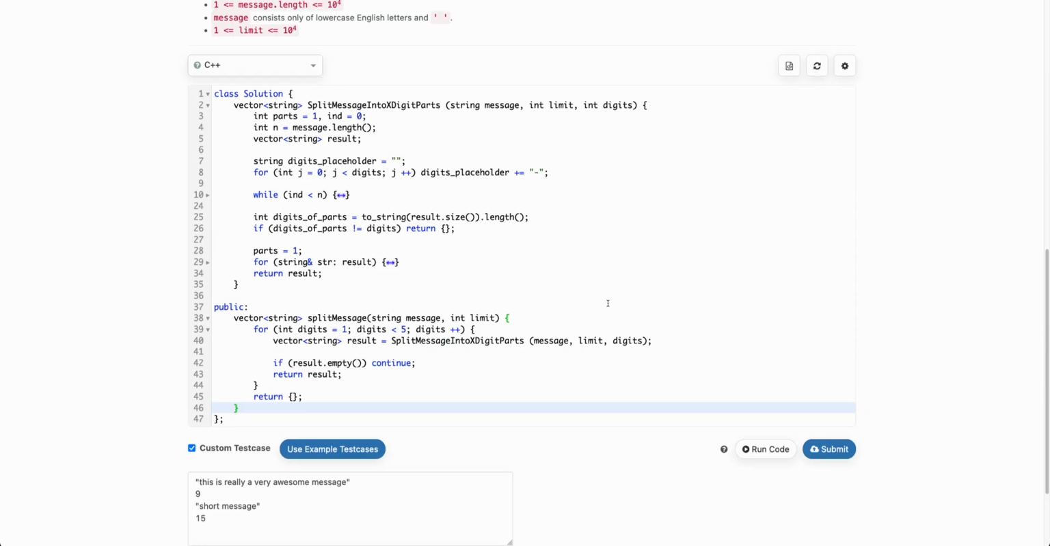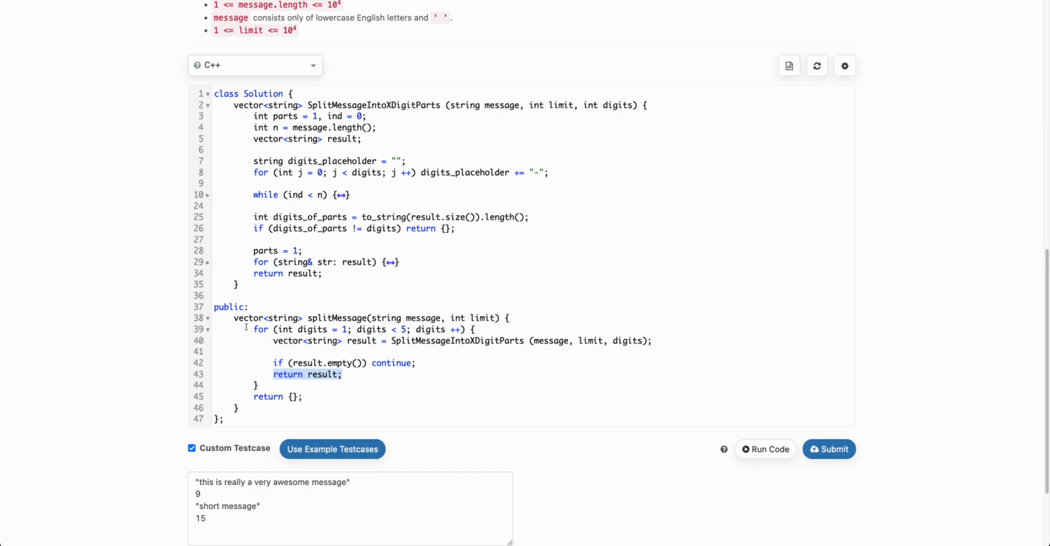So let's look at the code. The code is very simple. As discussed, we will try out every possible number of digits of b. So one digit, two digits, three digits, four digits. That's the four possible combinations. Now we will try splitting it into different parts. If we are not able to split it, we continue with the next digit count. Otherwise, we will return the answer because that is the smallest possible digit length that b can have.